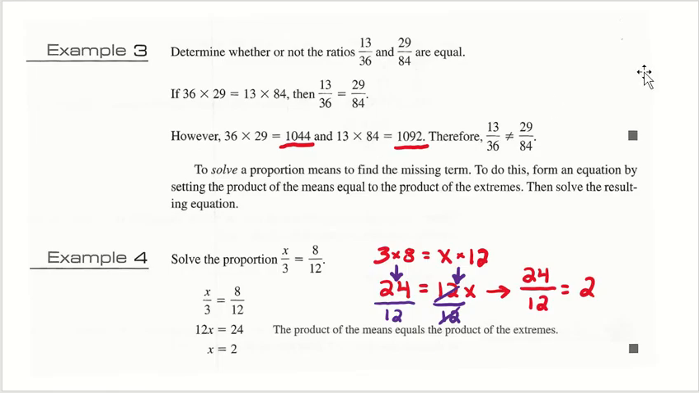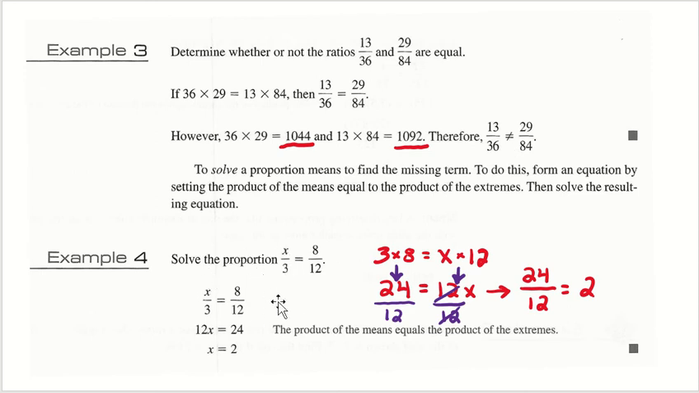In example number 3, it's showing two ratios that are not equal, and you can prove that by comparing the product of the means to the product of the extremes. When you look at this, the extremes are 13 and 84. The means are 36 and 29. The product of the means is 1044. The product of the extremes is 1092. Therefore, they are not equal.